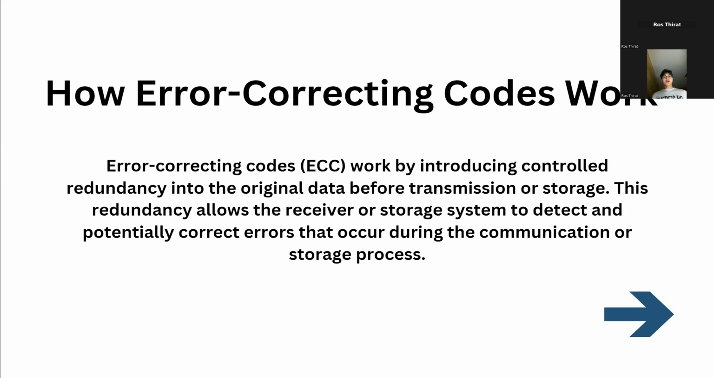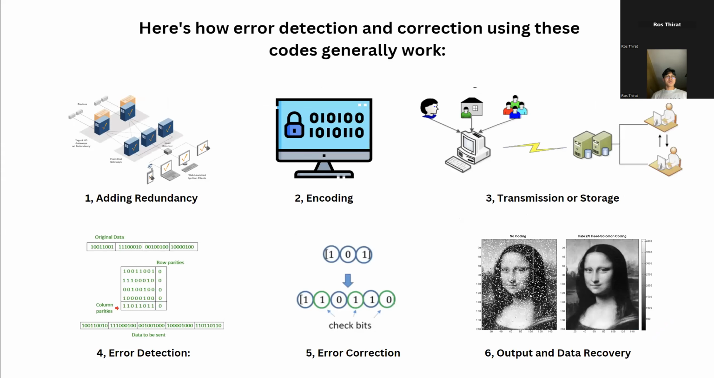Now, let's move on to how error correcting codes work. Error correcting codes work by introducing controlled redundancy into the original data before transmission or storage. This redundancy allows the receiver or storage system to detect and potentially correct errors that occur during the communication or storage process. And here's how detection and correction using these codes generally works.